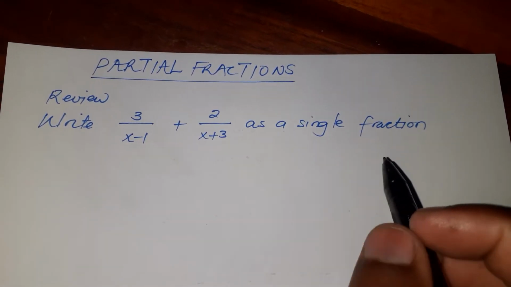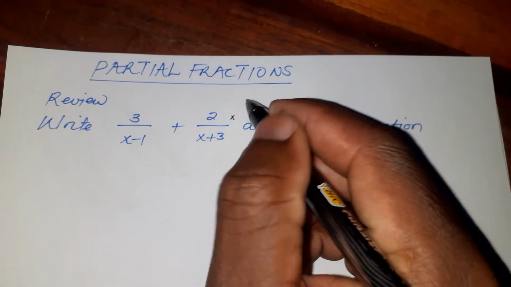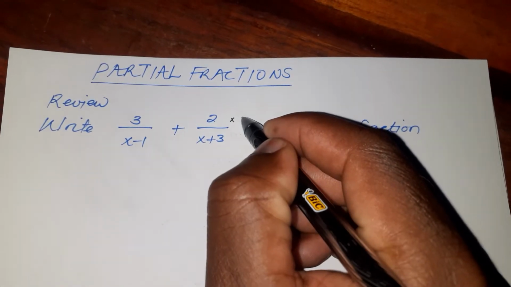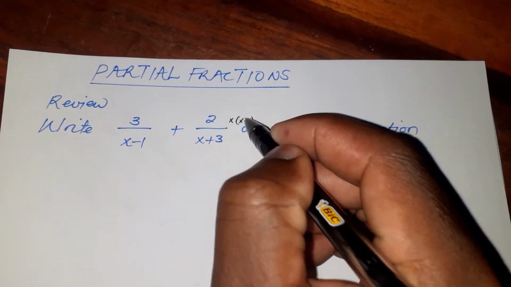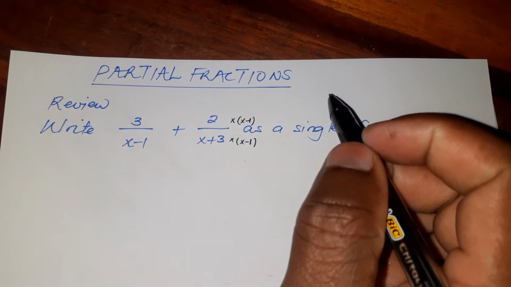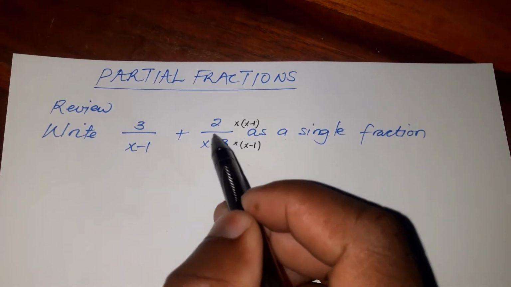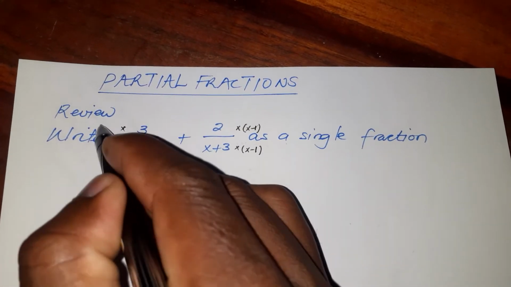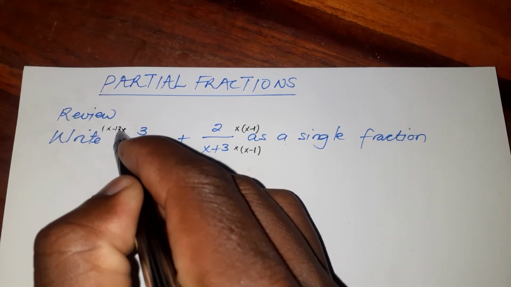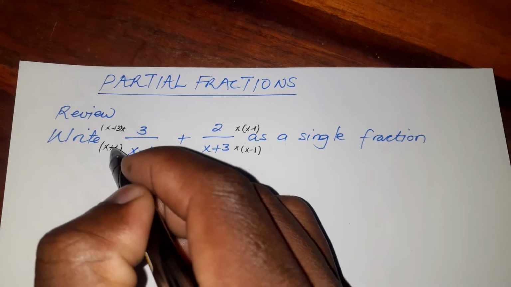But let's see how this works. Let's quickly remind ourselves. Now here you multiply top and bottom by this denominator here, which is x minus 1. Same also here, x minus 1. While this side you multiply top and bottom by this denominator here, and you're going to have x plus 3. Also the same here, x plus 3.